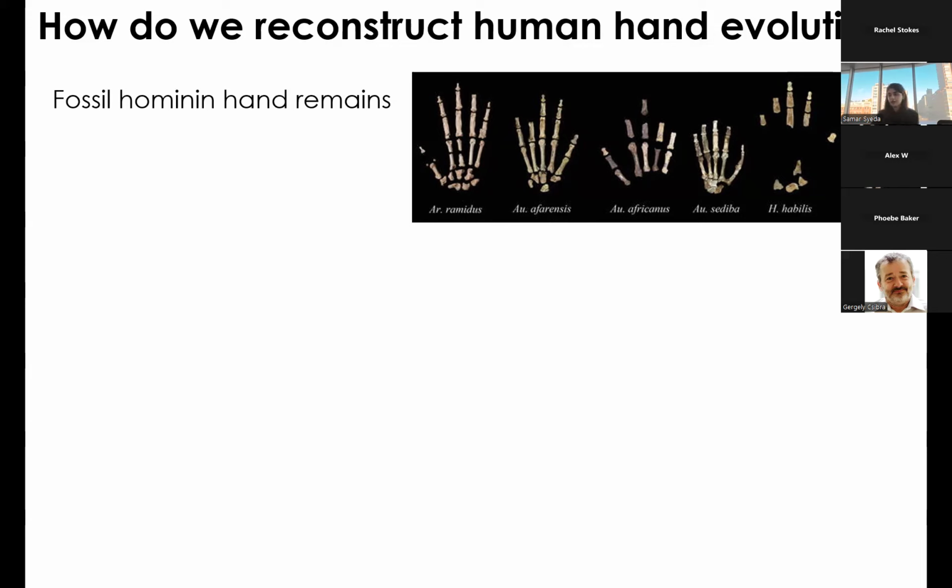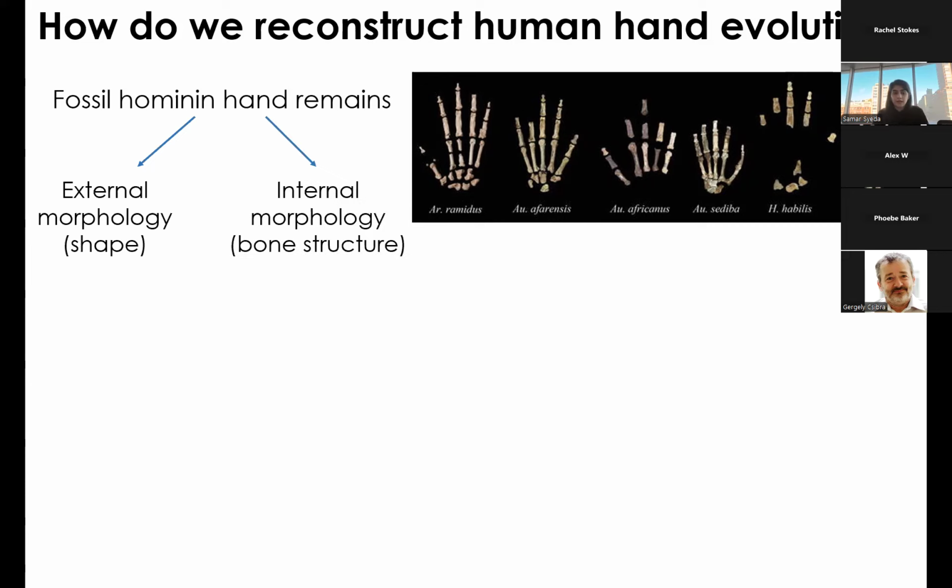When we get the fossil hand remains, what we really look at is the external morphology of the bones. So what they look like in shape, just their overall shape, but also different aspects of the shapes of something like the articular surfaces or the muscle attachment sites. And we can also look at the internal morphology, which is the internal bone structure, because it adapts throughout life, and it can tell a lot about what an individual was doing throughout their lifetime, which I'll talk more about today and is the main focus of my talk.